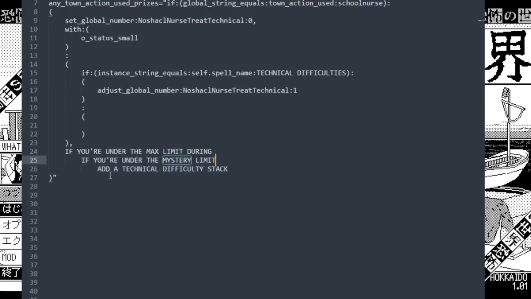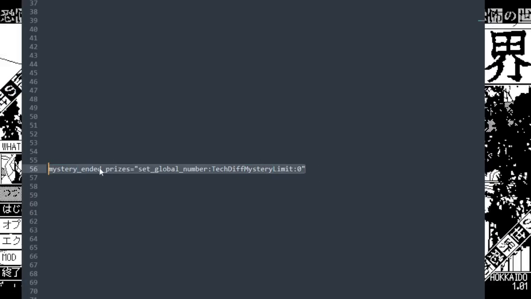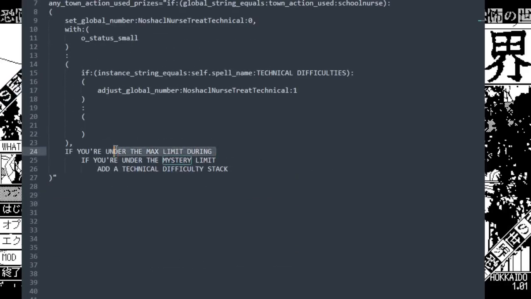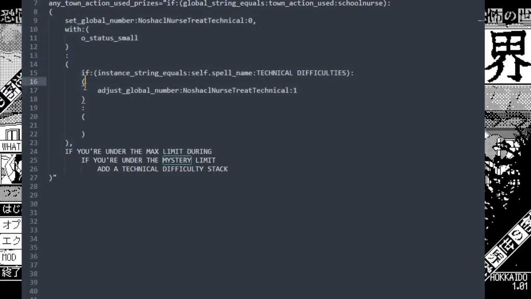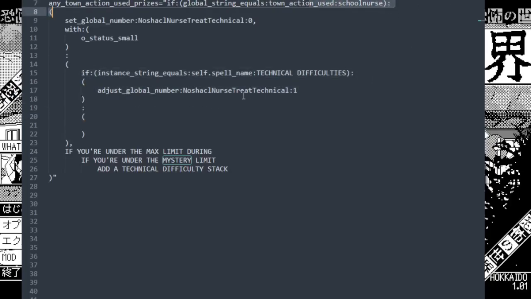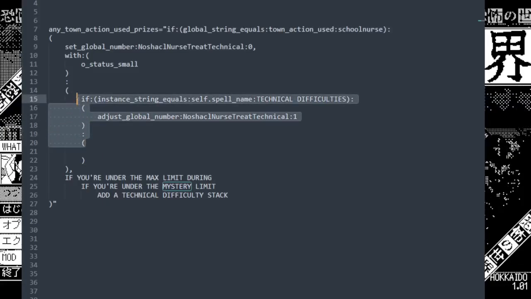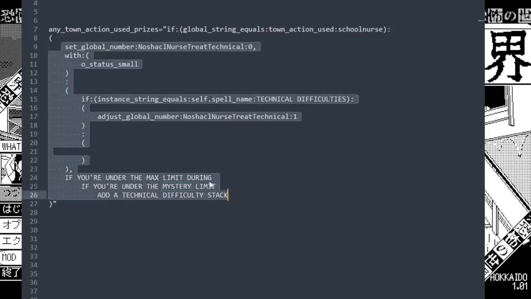Of course, you have to add other limiters elsewhere, which is why things like mystery end, like after a mystery ends, you set the technical difficulty mystery limit back to 0. The reason I don't have to set a max limit back to 0 is because we can do the same thing here in this line of code, except that instead of adding the number of technical difficulty stacks to treat, which is what would happen in the school nurse, you instead are always checking the max limit whenever you activate these two blocks of code.